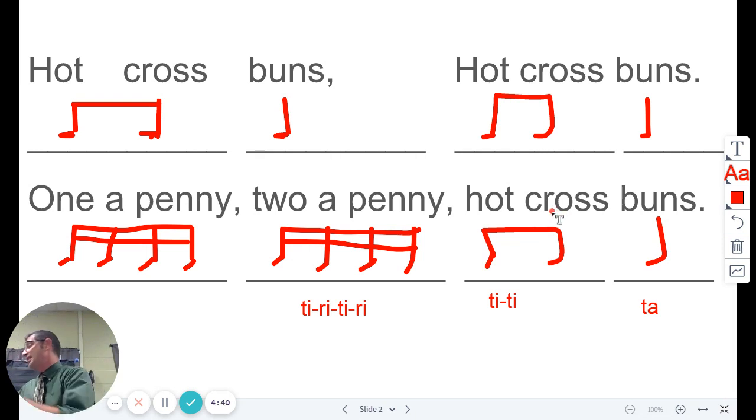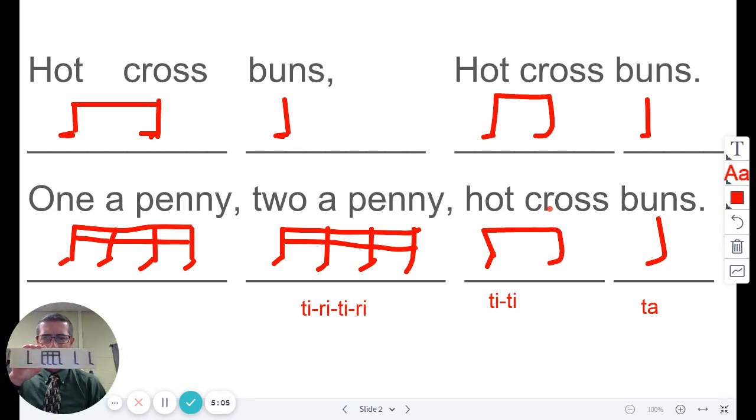Right. So if we look at the same first two lines of the song, here we've got T-T-Ta, T-T-Ta. That's like the beginning of hot cross buns, and here's the rest of it. Teary-teary, teary-teary, T-T-Ta. Or where it fits, one a penny, two a penny, hot cross buns. So those are pretty easy over there too. But then we have these other flashcards we took a look at last week. So just for some practice, let's go back through these really, really quick.